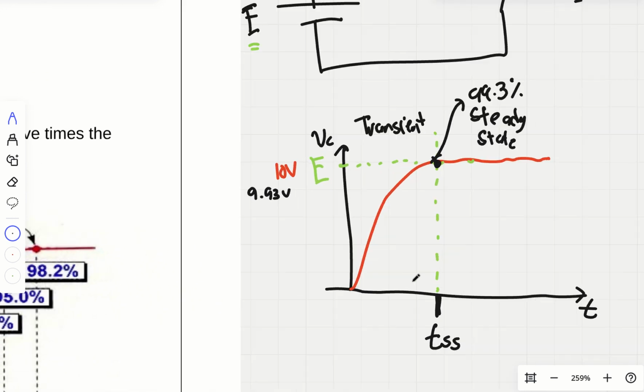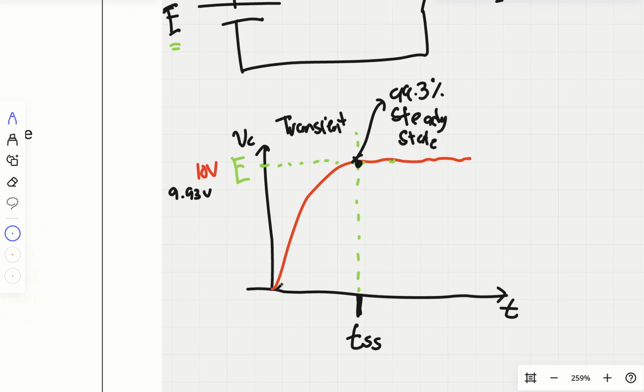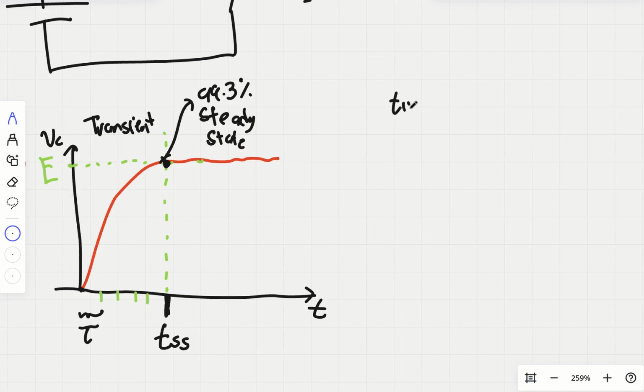Now if we look at this time, the TSS, the steady state time, and we divide it into 5 equal sections, 1, 2, 3, 4, 5, and then we take the time for one of these sections, this time is called the time constant. We write it here: the time constant of the RC circuit, given by the symbol tau, a curly form of a capital T.